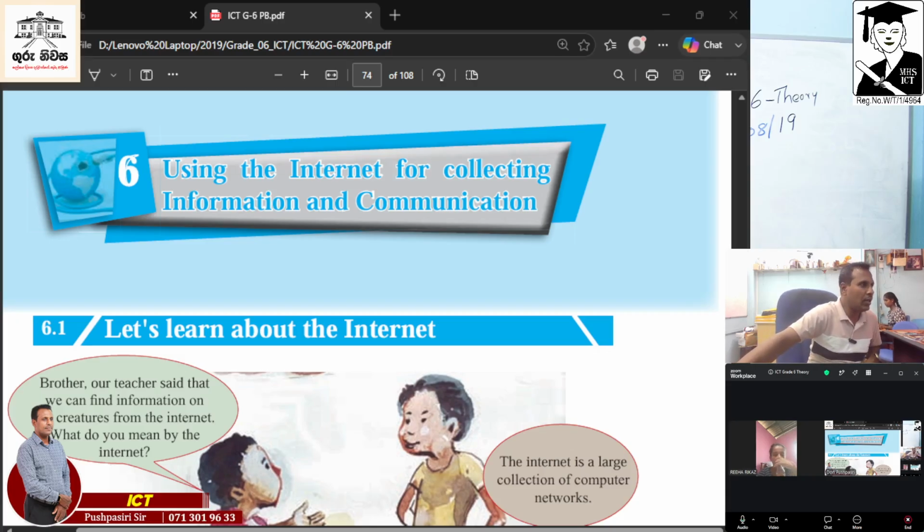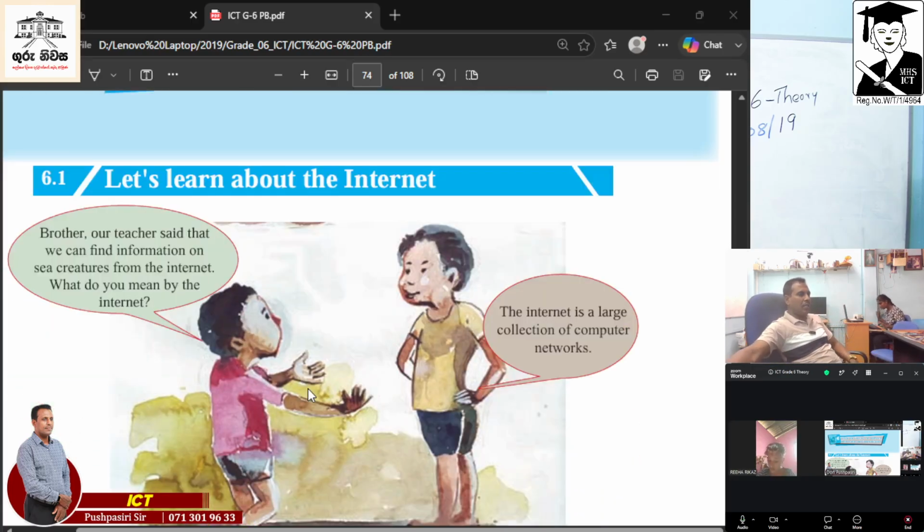Right. So we are going to do lesson number 6, the internet for collecting information and communication. Now here we have to understand very well what is the internet. First thing is that you have to understand what is the internet. There is a dialogue here, so let's see what this dialogue is.